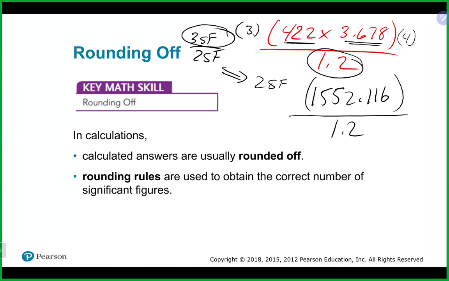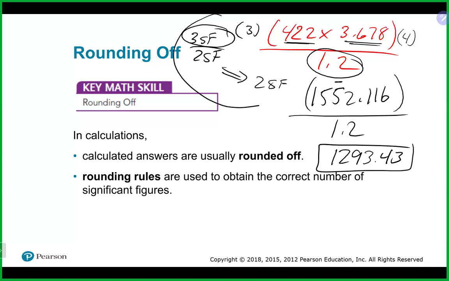But it is important to keep track of where I should end up. Sometimes people will put a little line above the number showing where it should end up, but I'm going to keep the whole number, and that's really good practice, to keep the whole number till the very end. Now I'm going to take that and divide it by 1.2, and on my calculator I got 1293.43 staring at me. And at this point, I could figure out where I should end up.